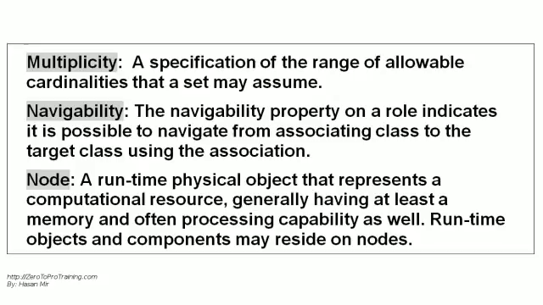Next, multiplicity, a specification of the range of allowable cardinalities that a set may assume. Navigability, the navigability property on a role indicates it is possible to navigate from the associating class to the target class using the association. Node, a runtime physical object that represents a computational resource, generally having at least a memory and often processing capability as well. Runtime objects and components may reside on nodes.